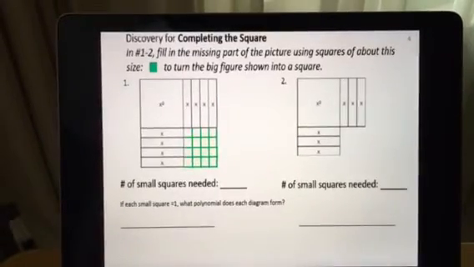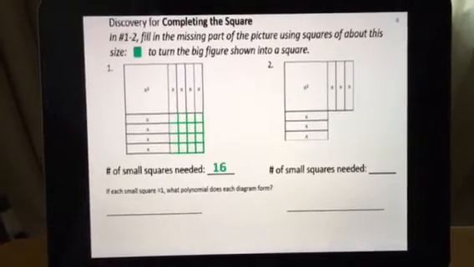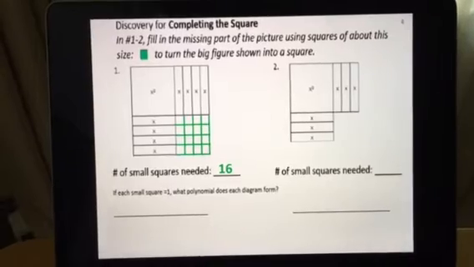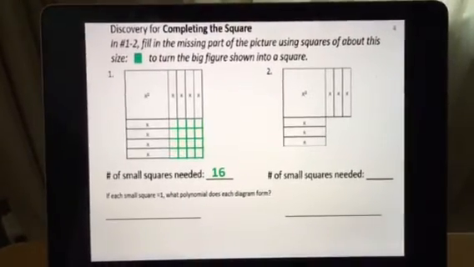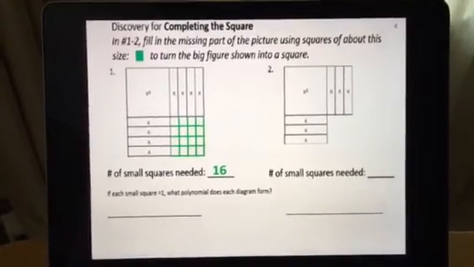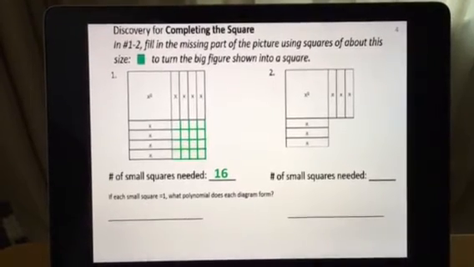So now that we've completed that square, how many small squares were needed? Well, it was 16 to complete the square. So now what we have is x squared plus 8x plus 16. Let's take a look at the next one.